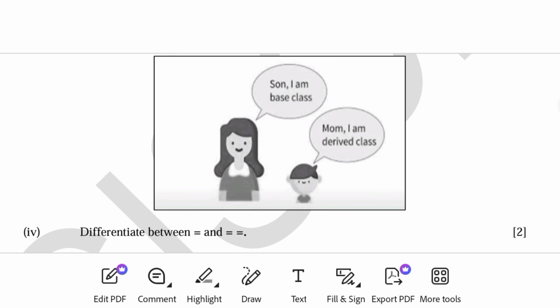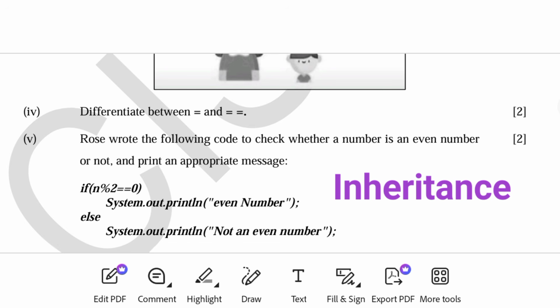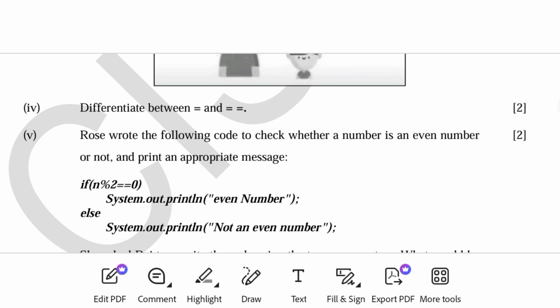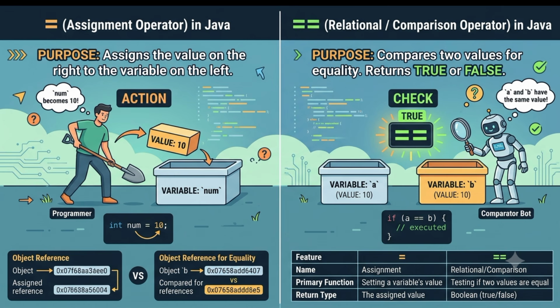So the base class and derived class come in when we talk about inheritance. So here the concept of inheritance is depicted. Differentiate between assignment operator and equal to operator. Assignment operator is used to assign a value to a variable, and equal to operator is used to check the equality of two values, and it is a kind of relational operator.